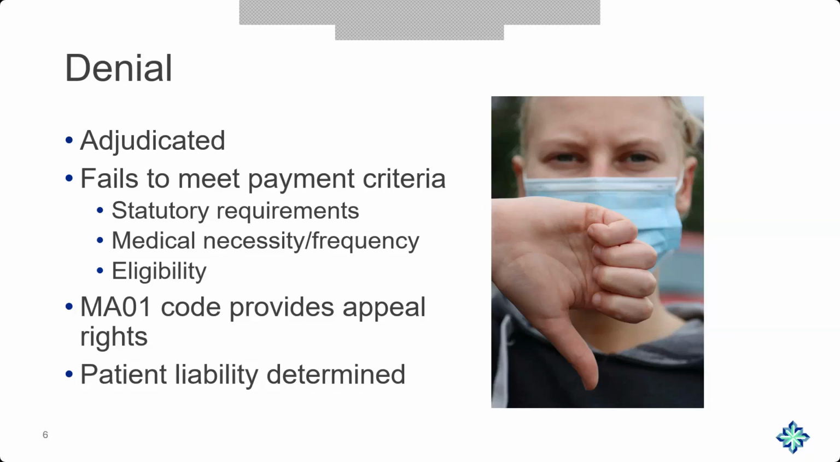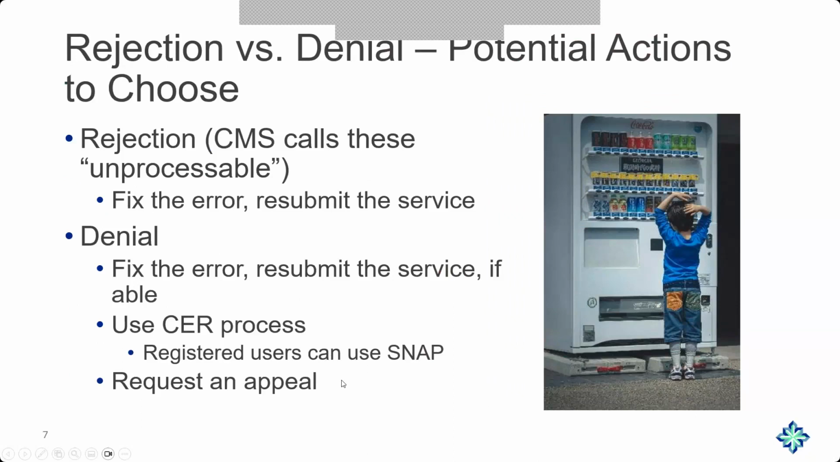Another bit of information about denials is on that remittance notice. Typically, not always, but most often with few exceptions, you will see an MA01 code that appears on that remittance advice, and that code provides the appeal rights. For denied services, the Medicare patient's liability is determined. So when your claim rejects or denies, you need to consider actions to take. For rejected claims, you would fix the error and resubmit the service. But for a denied claim, there could be multiple actions to choose from.